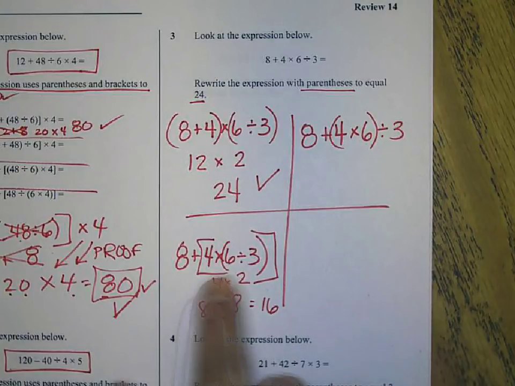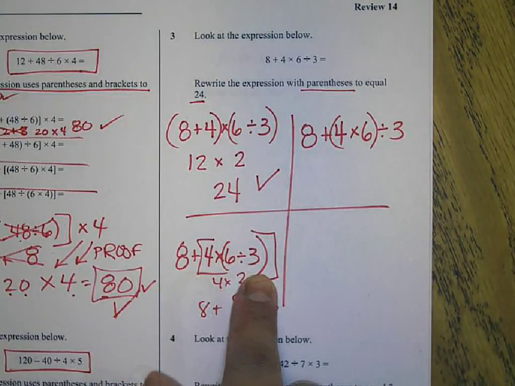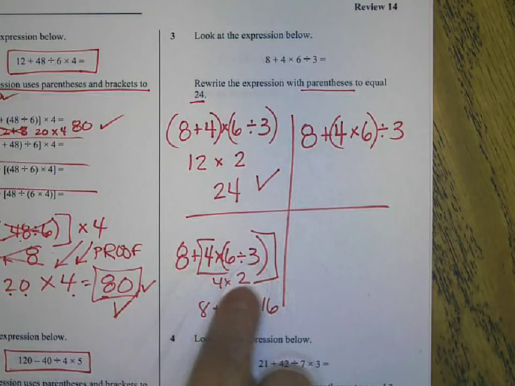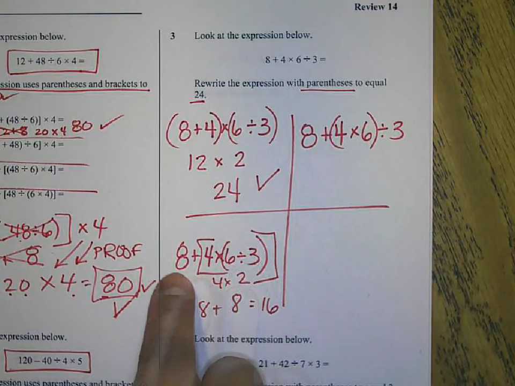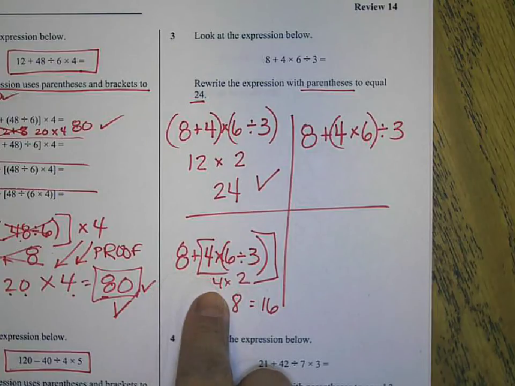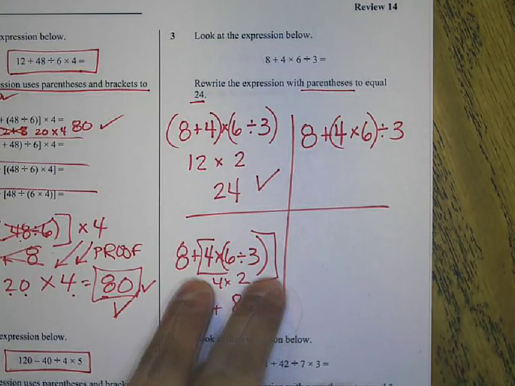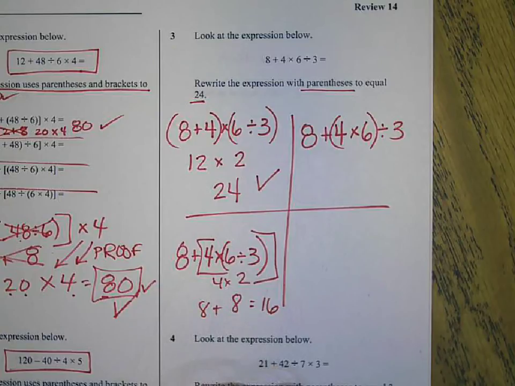Okay, you see how brackets change an equation? Because if I had this without brackets, 6 divided by 3 would still be 2. 8 plus 4 is 12. Because remember, we do addition, subtraction, and then multiplication, right? So we still would have been with what? 24. But adding a set of brackets changed the whole thing up, didn't it?